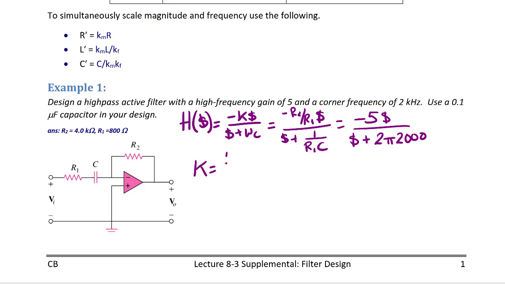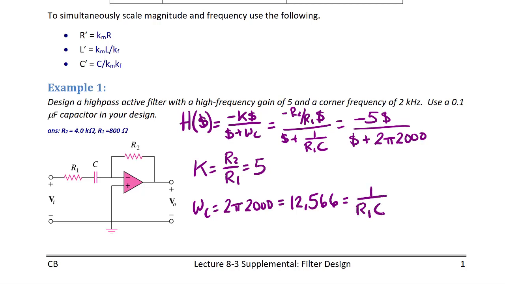So K is equal to R2 over R1, which equals 5, and omega C is equal to 2 pi 2000, which equals 12,566, which equals 1 over R1 C. Remember that C is equal to 0.1 microfarads per the design specifications, so R1 is equal to 1 over 12,566 times 0.1 micro, which equals 800 ohms.